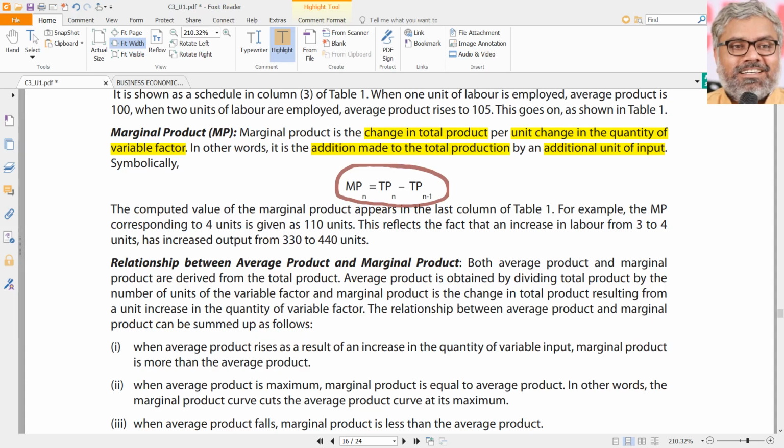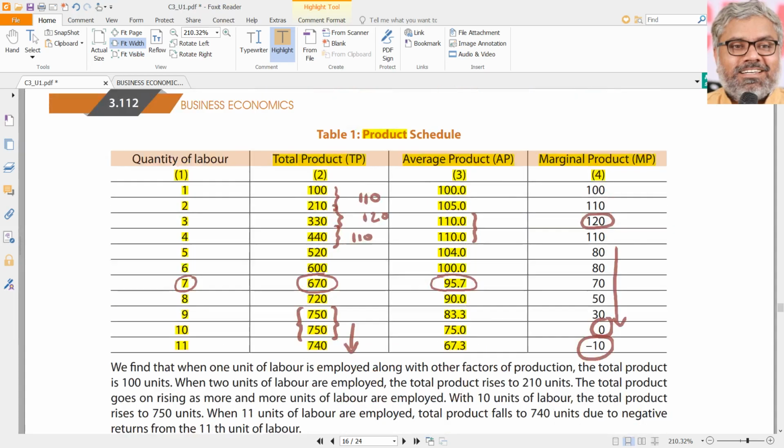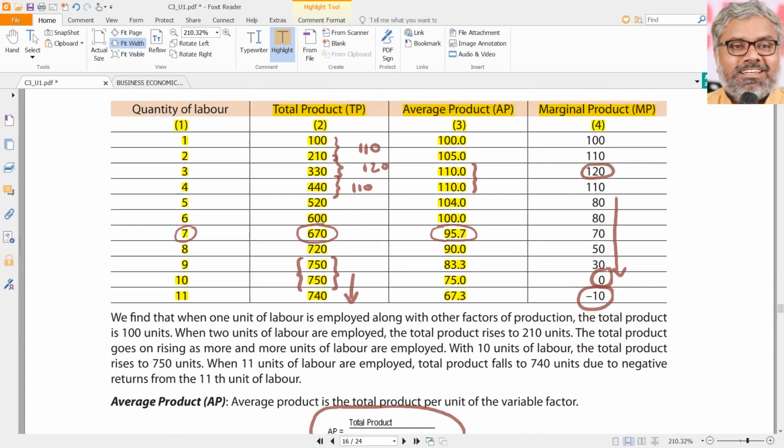Marginal product is always of the nth input. That is the point to be noted here. And in every case in the schedule, you should be able to find out the marginal product also. Let us say the question asks what was the marginal product of the 5th unit of input of labor, you should take 520 minus 440, that comes to 80, like that.